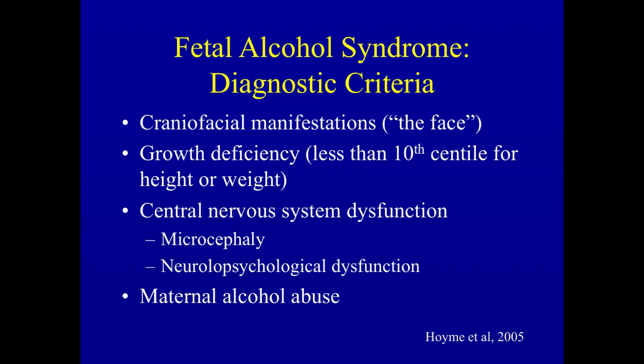So when we think about fetal alcohol syndrome, the primary manifestation is the face. We expect to see either short palpebral fissures or a smooth philtrum or thin upper lip, at least two of those manifestations. We talk about growth deficiency as being less than the 10th centile, which is about 1.5 standard deviations below the mean. And neurological dysfunction, such as a somewhat small head or academic underachievement, and then that history of alcohol abuse.